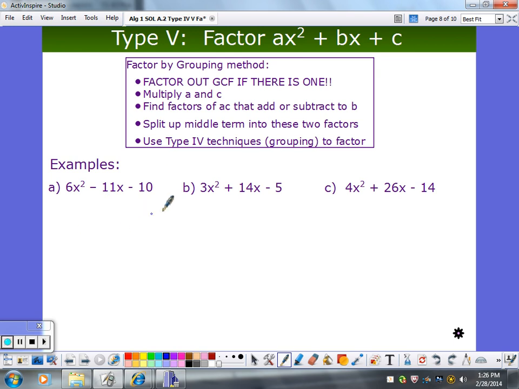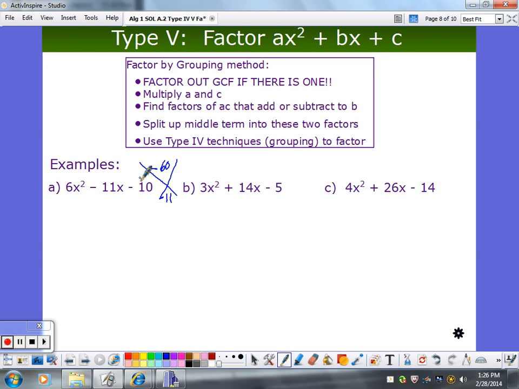6x squared minus 11x minus 10. First look, is there a GCF? Because if there is, maybe I don't have to do this at all. Nope. And this is type 5, right? It's not a 1 here. So you multiply A times C. Now this is a negative number, so it's negative 60. Two numbers. Multiply to negative 60. What do they need to add to? Negative 11. So what can I use here?